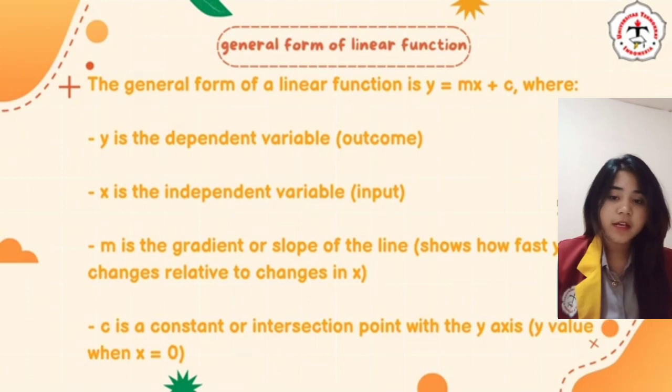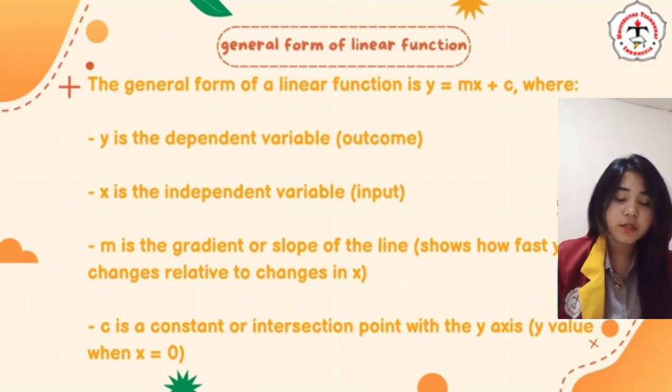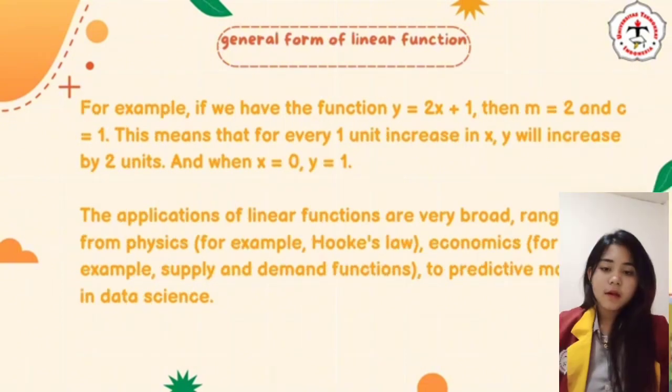Number 4, c is a constant or the intersection point with the y-axis, the y value when x equals 0. General form of linear function.